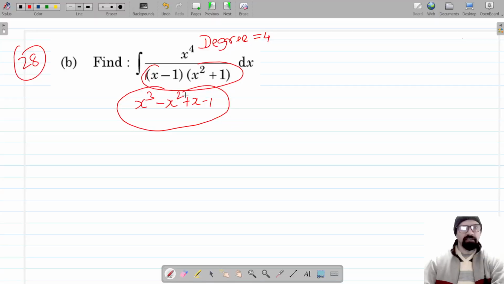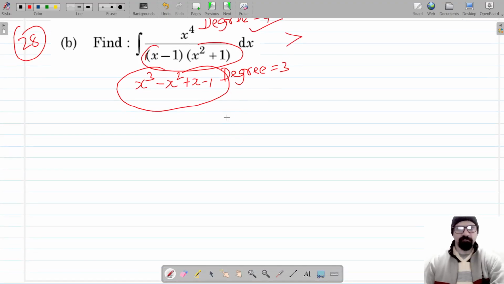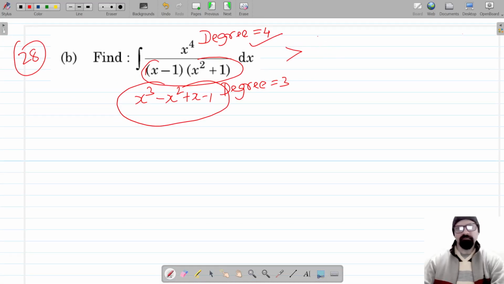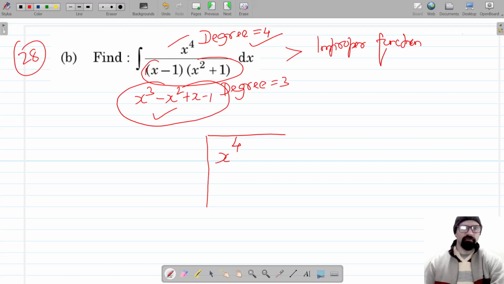and its degree is equal to 3. Now degree 4 is greater than degree 3, so that means we have to divide. This is an improper function, because the degree of the function in the numerator is greater than the degree of the function in the denominator. So what we are going to do in this case is divide x raised to the power 4 by the denominator, that is x cubed minus x squared plus x minus 1.